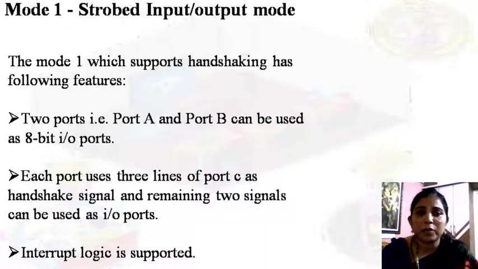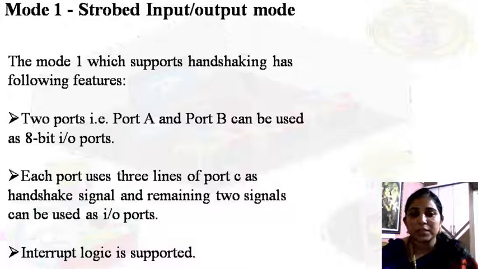Mode 1 supports handshaking with the following features. Two ports, that is port A and port B, can be used as 8-bit IO ports. Each port uses 3 lines of port C as handshake signals and the remaining 2 signals can be used as IO ports. Interrupt logic is supported.